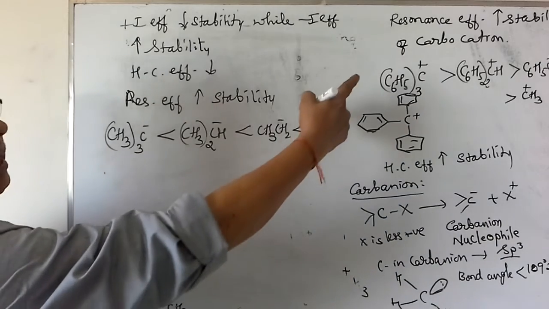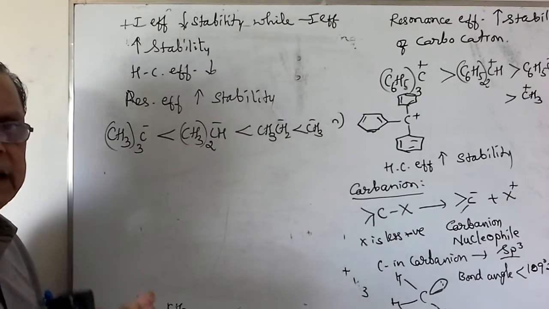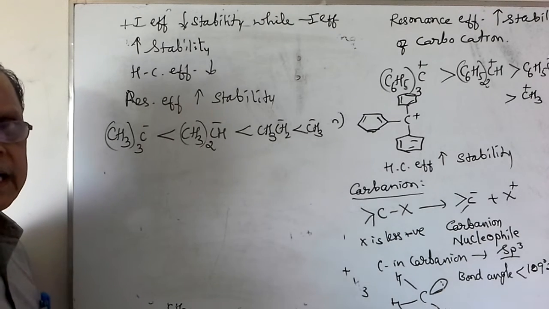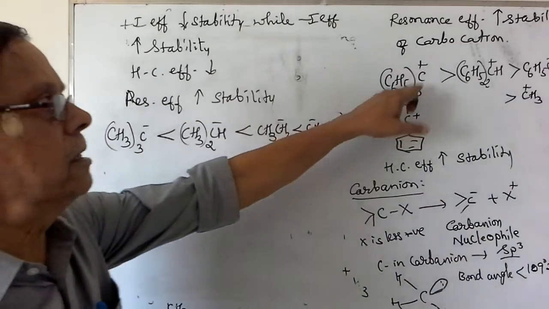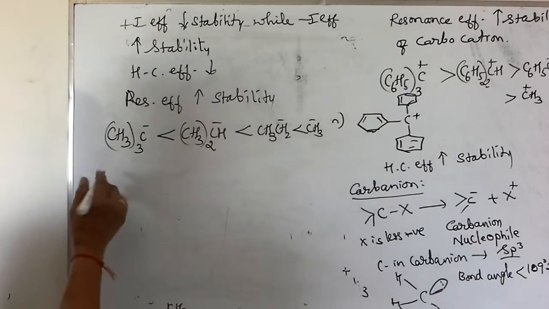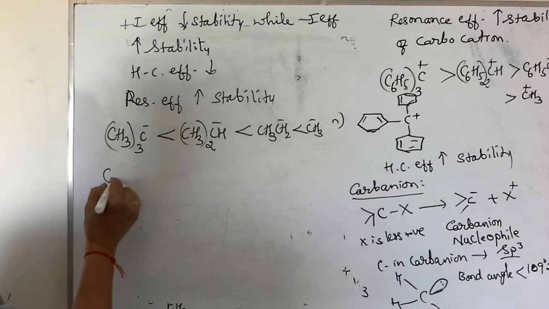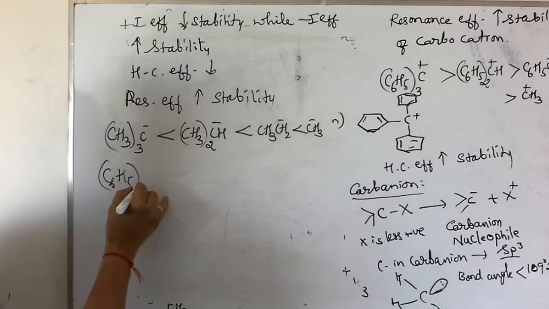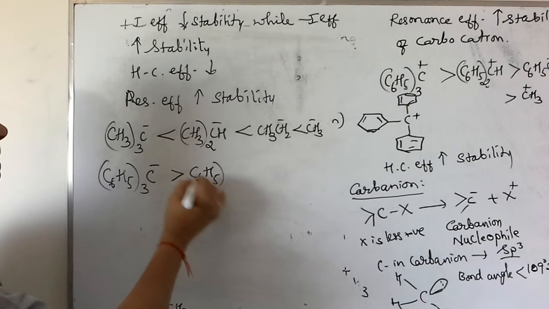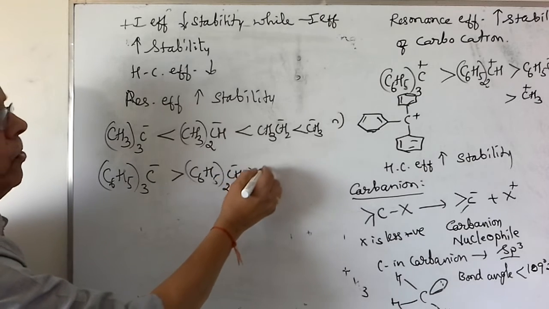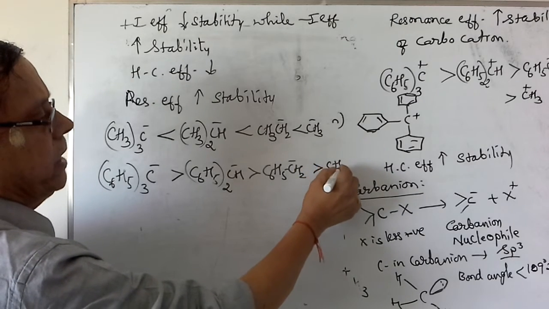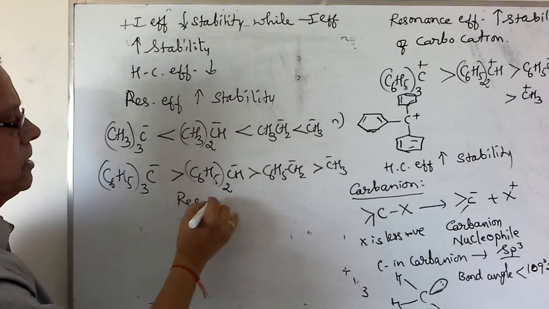But compared to this, the resonance effect will increase the stability, because the benzene ring contains a sea of electrons. It can donate the electrons as well as accept the electrons. In case of carbocations, they will donate the electrons, while in case of the carbanion, they will accept the electrons. That's why, with reference to these various phenyl derivatives, the order is (C6H5)3C minus more than (C6H5)2CH minus, more than benzyl carbanion, more than methyl carbanion. Here this is due to the resonance effect.